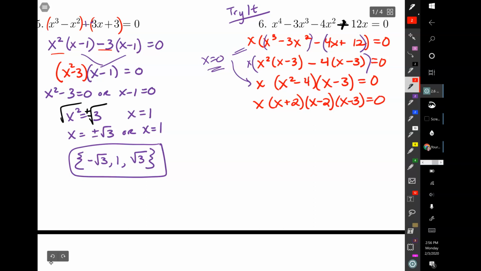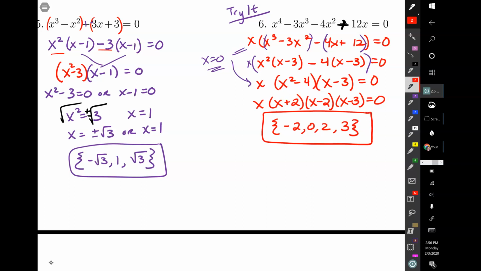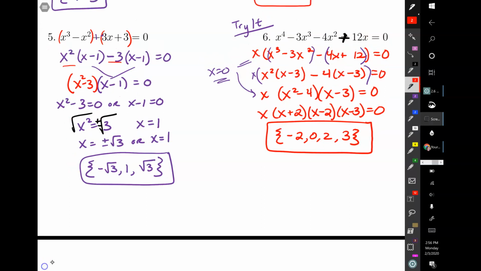And now I have this whole big string here of things to fill in. So I would set each of these factors equal to 0, and I end up with a minus 2, and I end up with a 0, a 2, and a 3. So those are all my answers. So there's 4 zeros in that polynomial, so it crosses the x-axis 4 times there. So I'm going to stop there for this one.